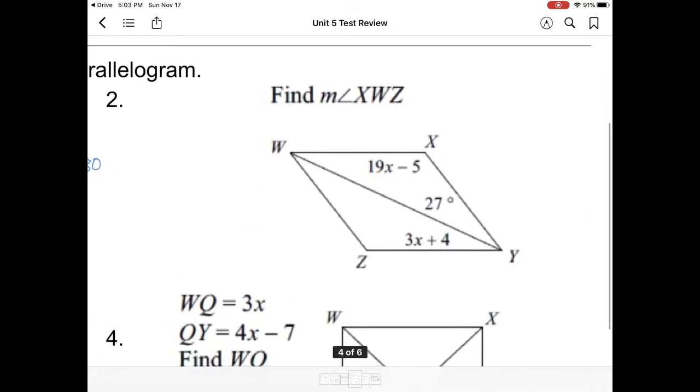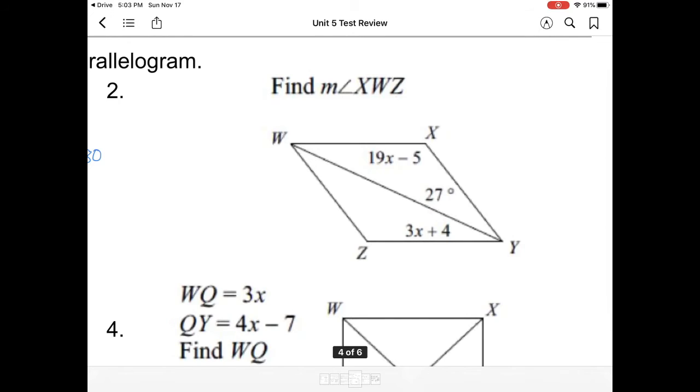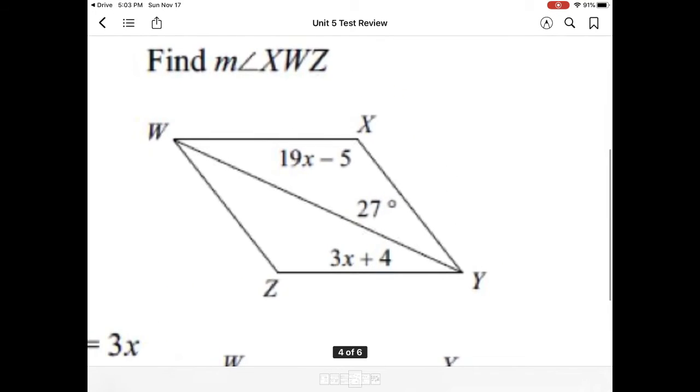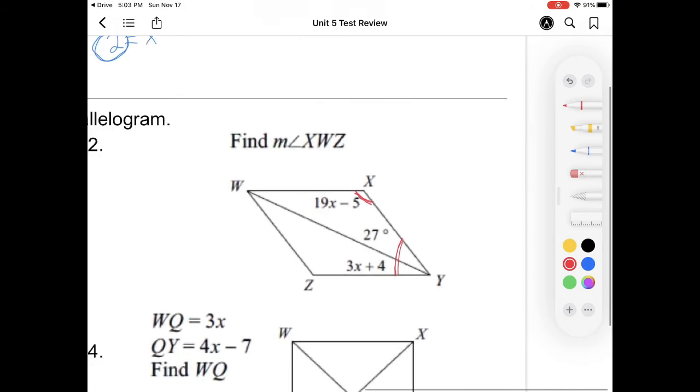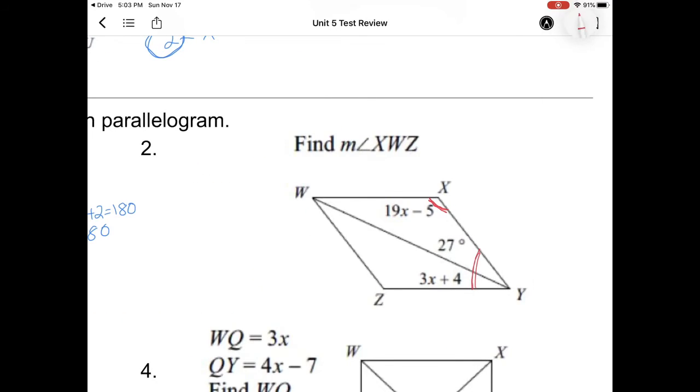All right, for number 2. Number 2, we are told to find angle XWZ. So again, the first thing we need to do is find what x is. So this whole angle and angle x are consecutive angles, so we can add them together and set them equal to 180. So we're going to have 19x minus 5 plus 27 degrees plus 3x plus 4 equals 180.